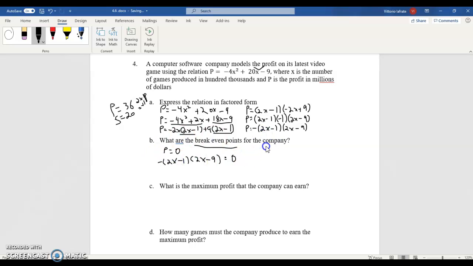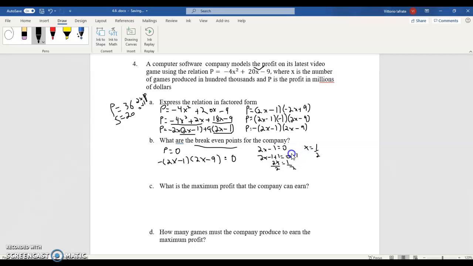You can simply take your 2x minus 1, find out when it's equal to 0. And you can do that by solving for x. So we'd have 2x minus 1 plus 1 is equal to 0 plus 1. We're just isolating our x value, or sending the 1 to the other side. And so we get 2x is equal to 1, divided by 2, divided by 2. So one of our zeros is x is equal to half. That's one break-even point there.